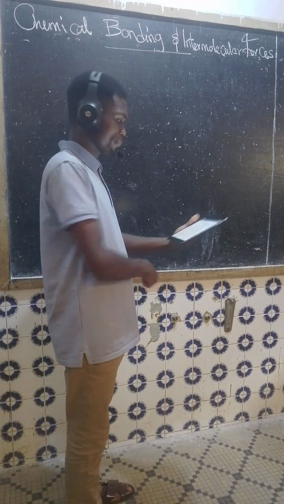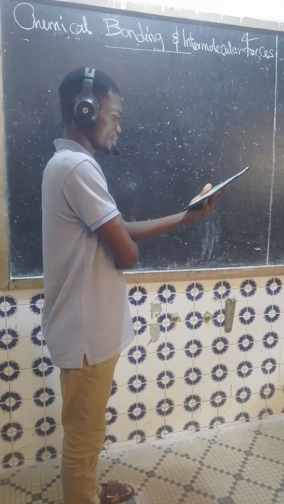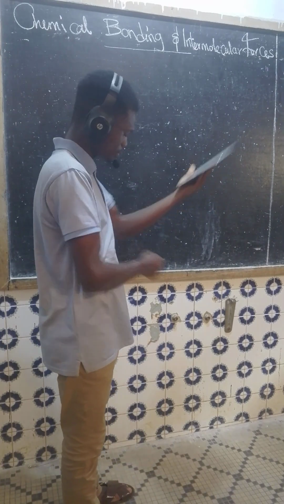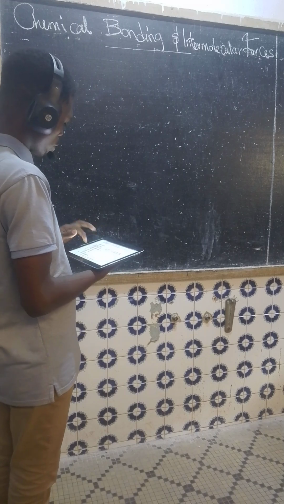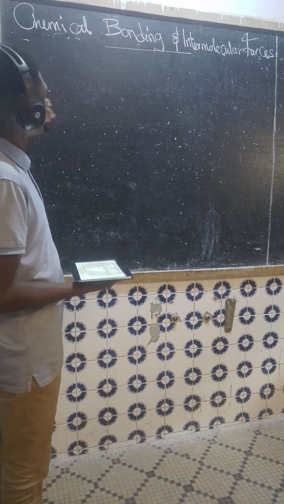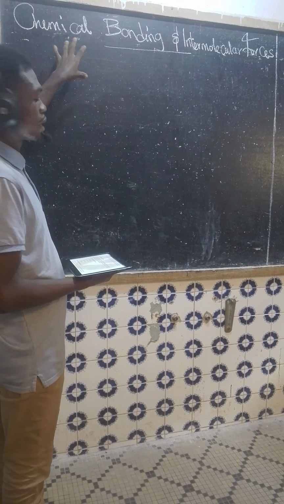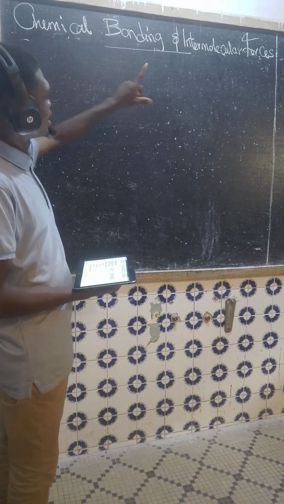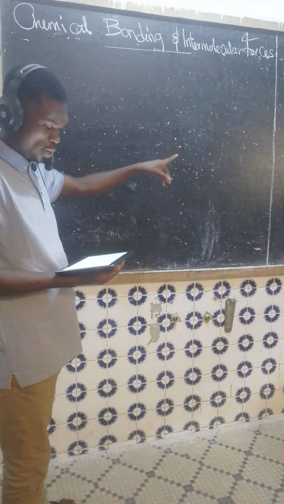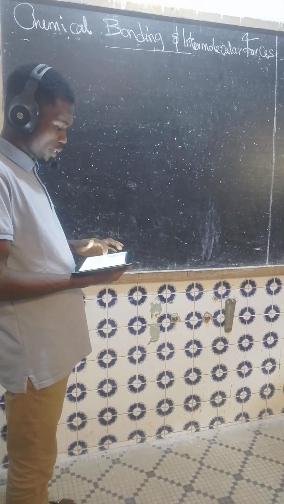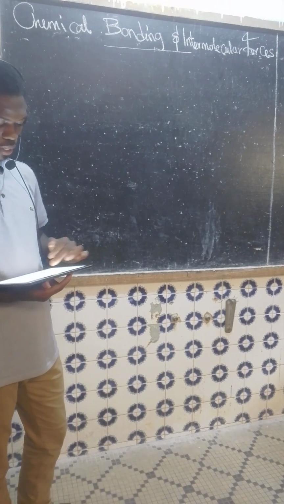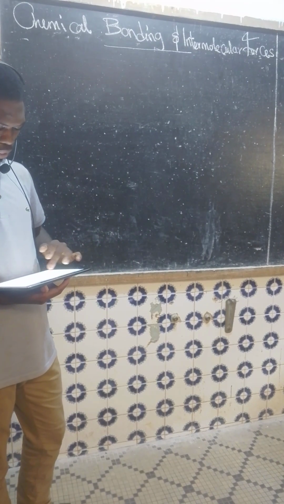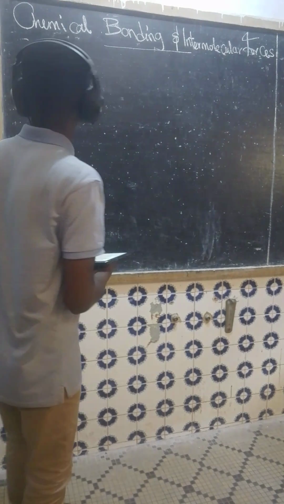Chemical bonding and intermolecular forces, chemistry. So we are going to look at it in two parts. The first part of the lesson is going to be chemical bonding, and the second part of the lesson, intermolecular forces. Yes, chemical bonding, and then the second part, intermolecular forces. Under chemical bonding, in fact, I'm going to start with one.